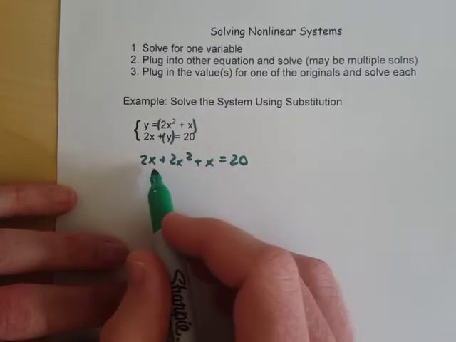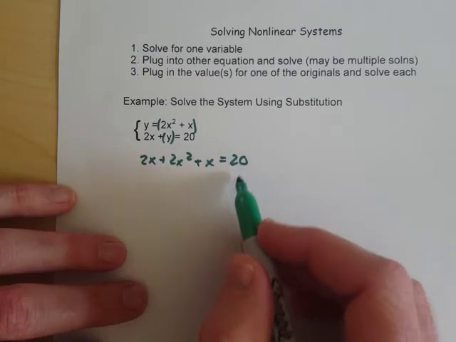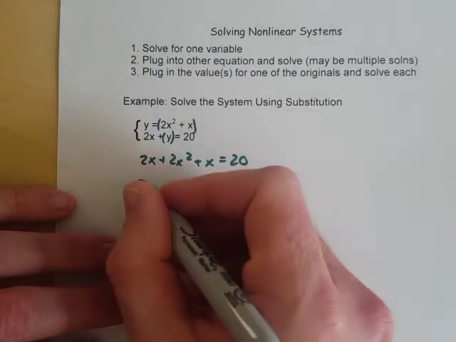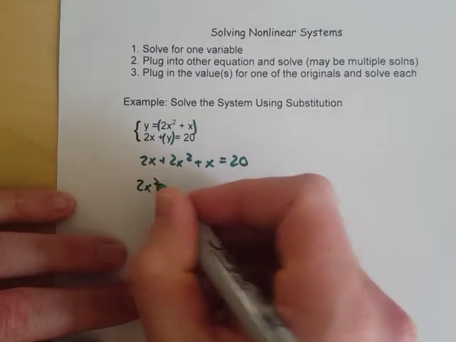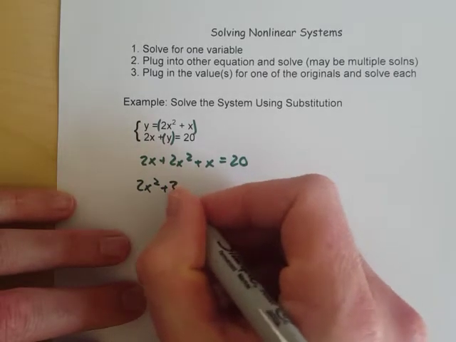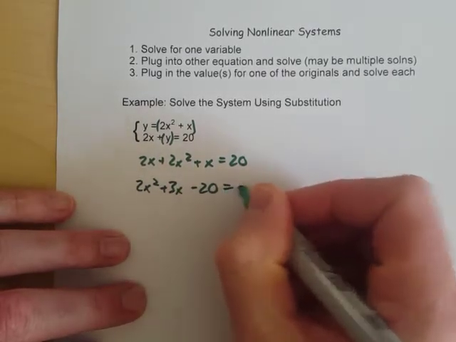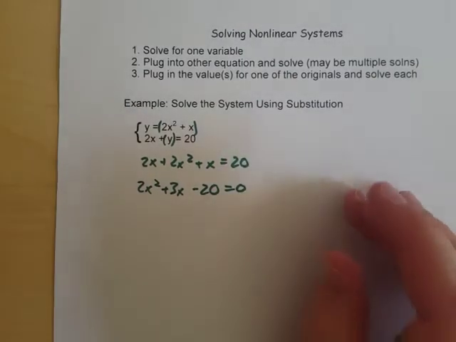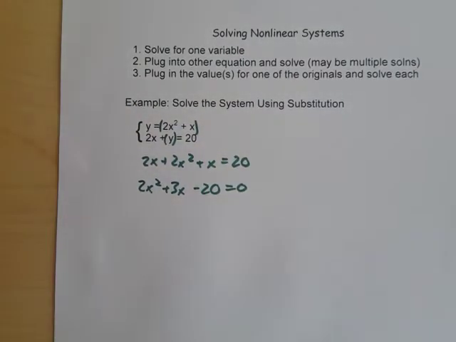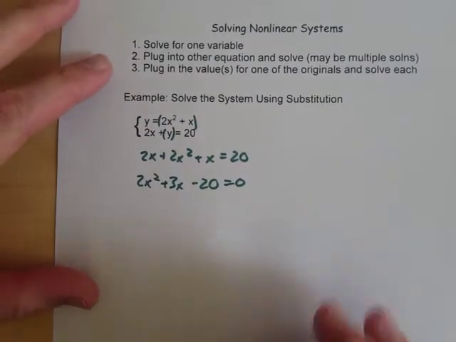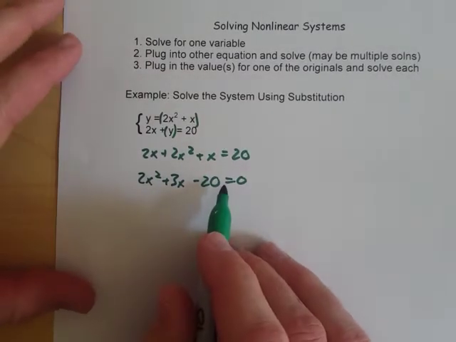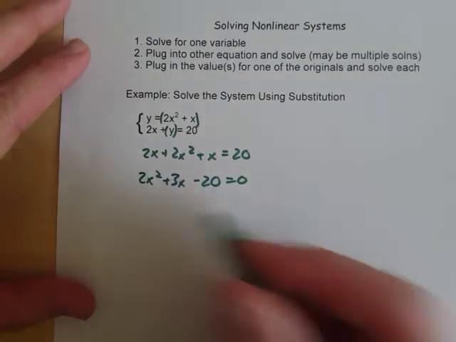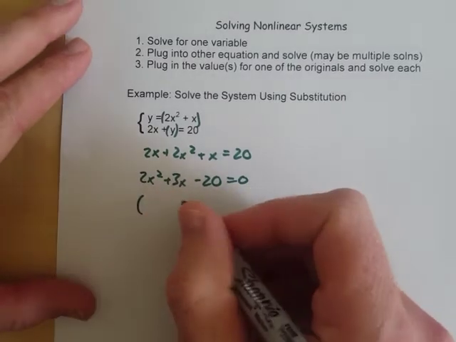So I'm going to combine the 2x and the x. I'm going to subtract the 20 over to the other side, put it in standard form, which is going to give me 2x squared plus 3x minus 20 equals 0. And so now we've got a quadratic equation that we are probably a little bit more familiar with. At this point, the best way to solve this one is by factoring. This one can be factored.